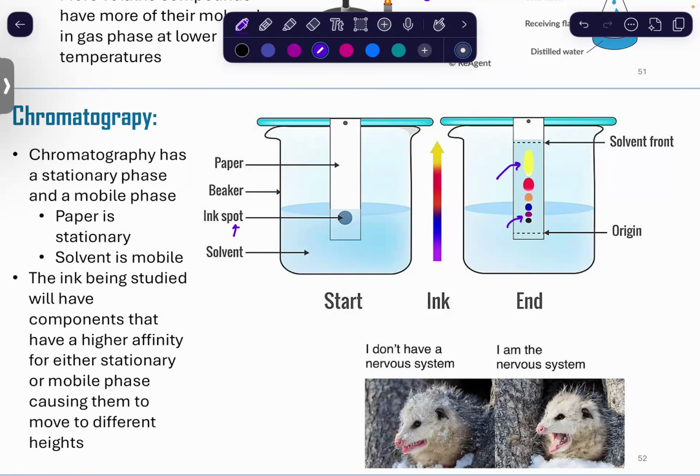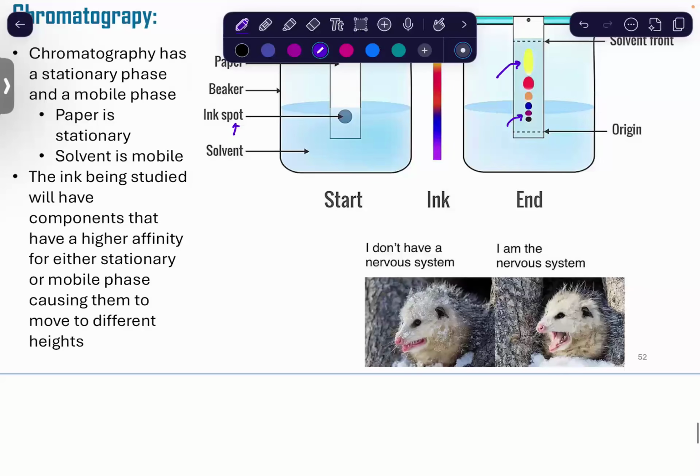So you end up getting a nice splitting of these different compounds in your original sample based off their affinity for either the mobile or stationary phase. Those of you who go into biochemistry, you'll do quite a few of these with your chromatography columns. Again, these are just some different ways to actually separate out solutions.